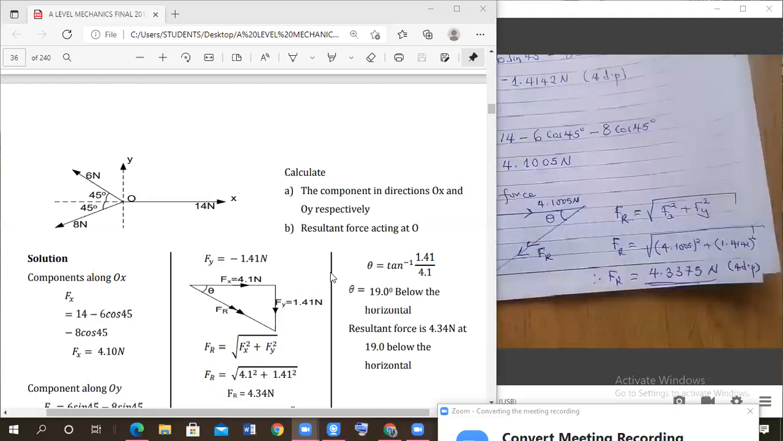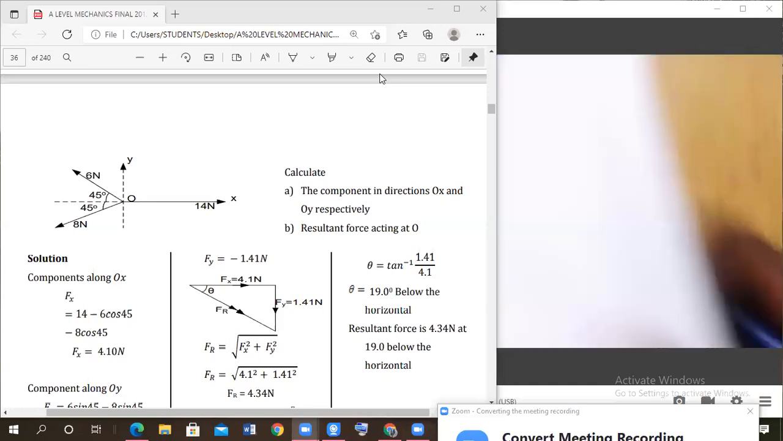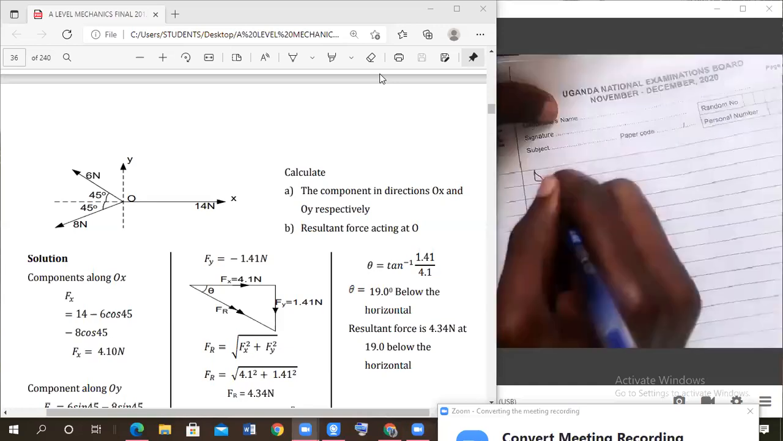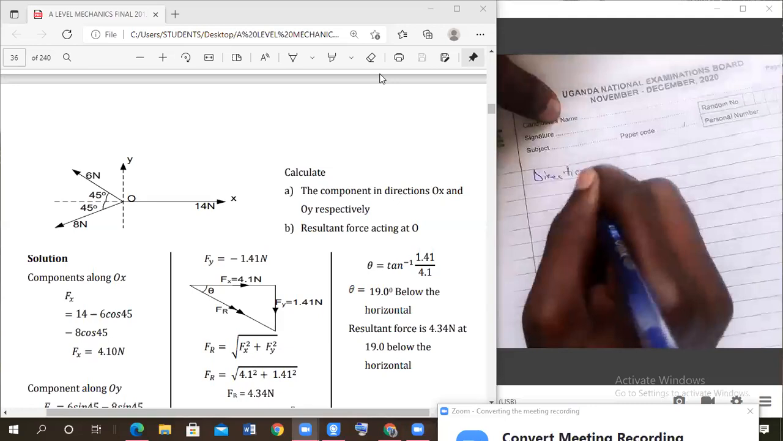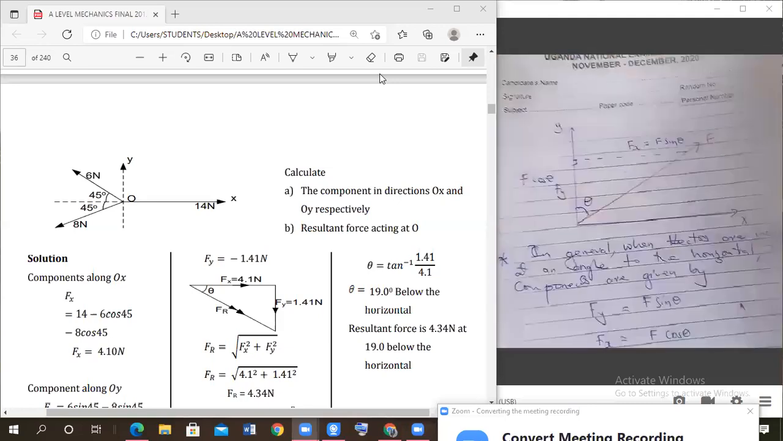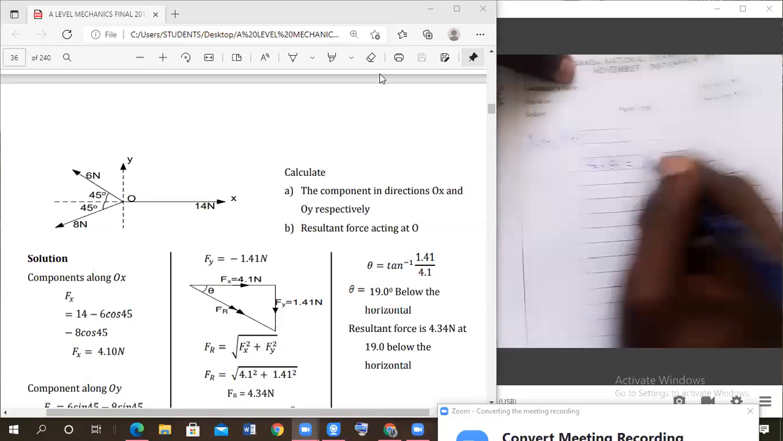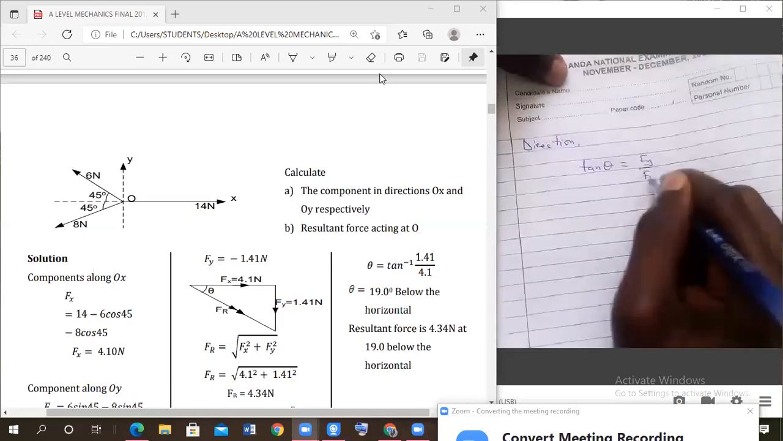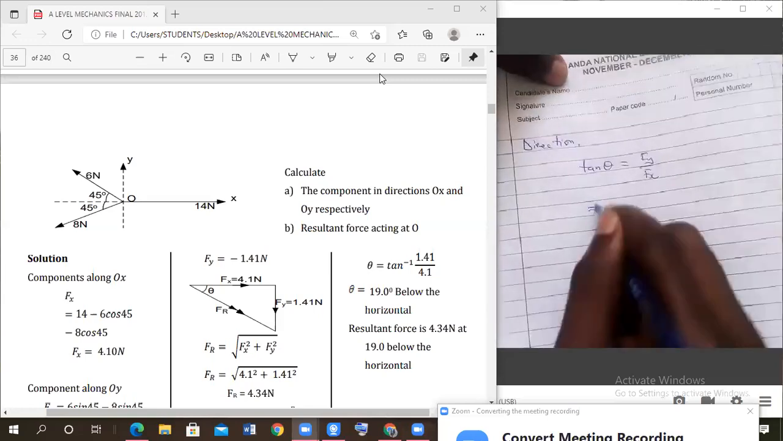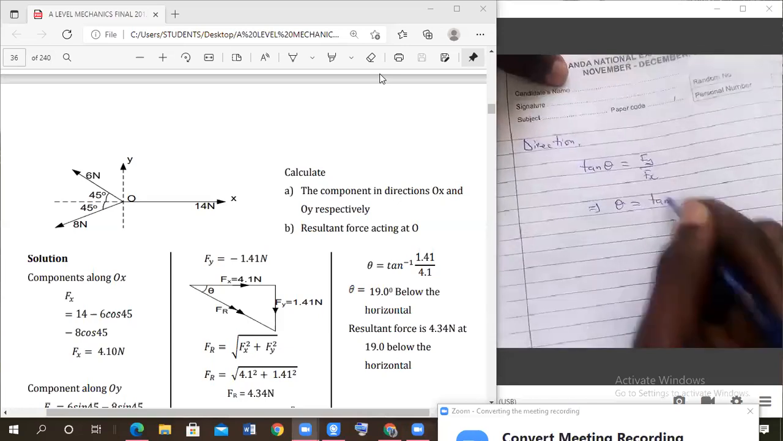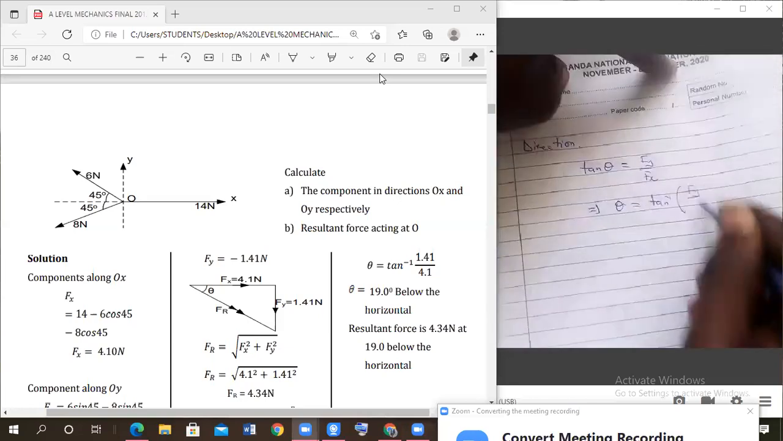Whether they have asked for the direction or not, just know that it is a vector quantity, which means you must get the direction. So just go ahead and find the direction. We said tan theta is equal to Fy over Fx. So theta is equal to the arctan of Fy over Fx.